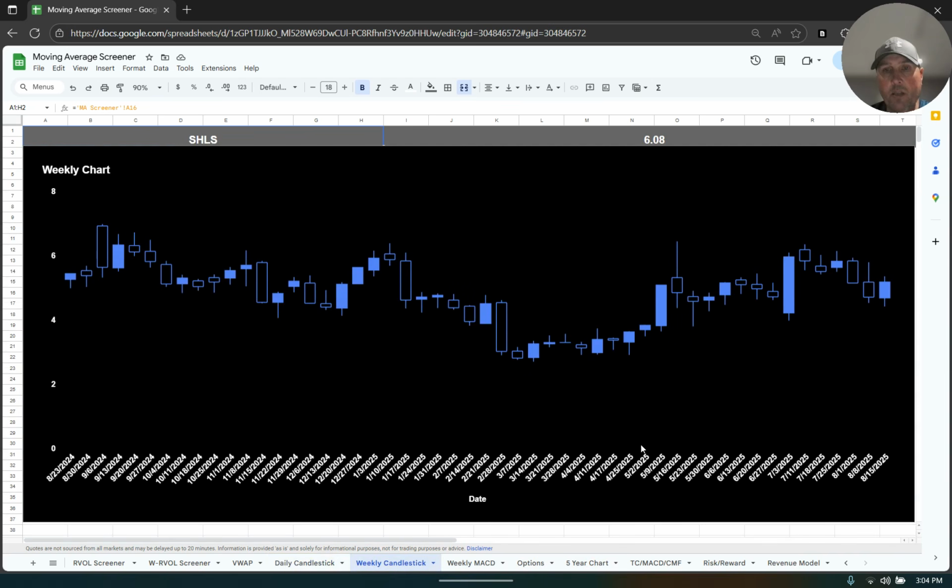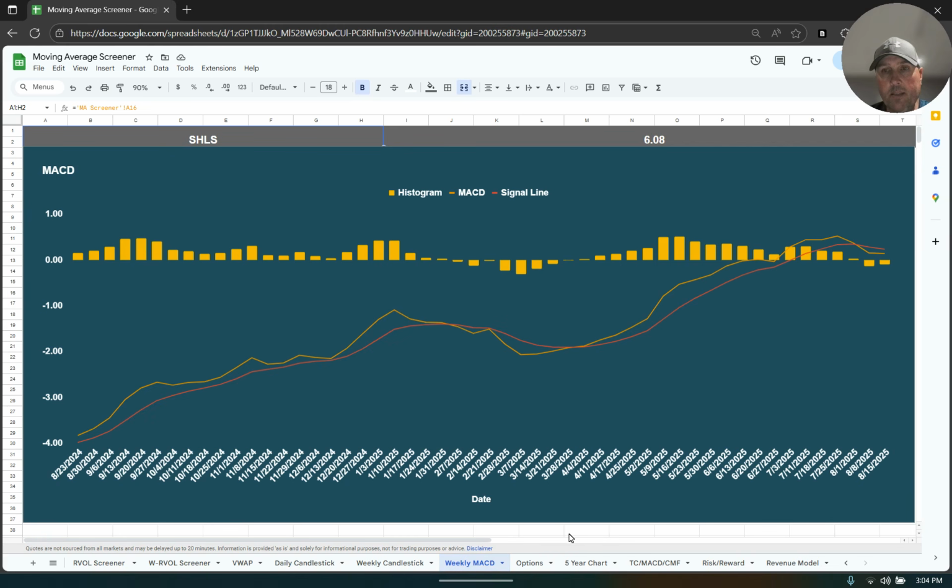in Google Sheets. Weekly candlestick, weekly MACD. We want to see this orange line cross the red line. Like here is a good time to buy it. Now it's bearish. We want to see that go back to a bullish signal.